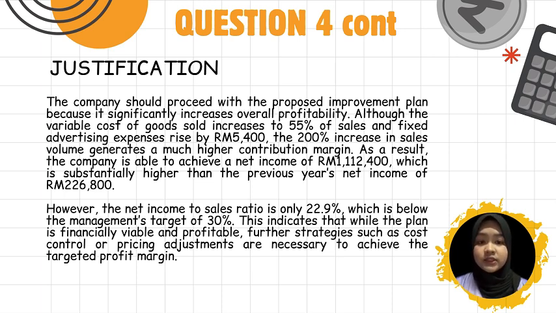22.9%, which is below the management's target of 30%. This indicates that while the plan is financially viable and profitable, further strategies such as cost control or pricing adjustment are necessary to achieve the targeted profit margin.